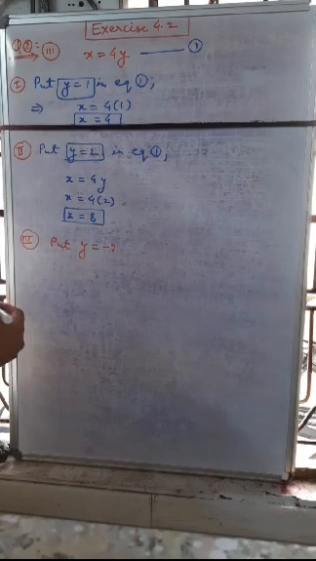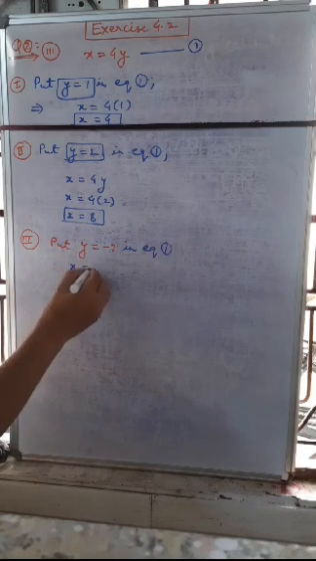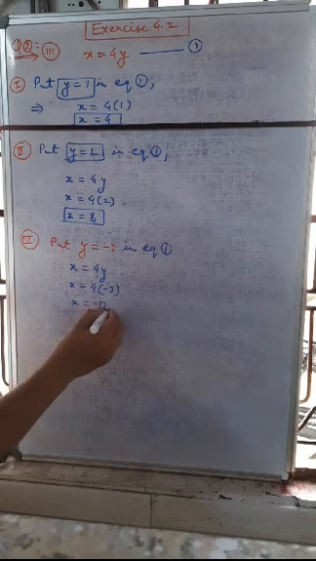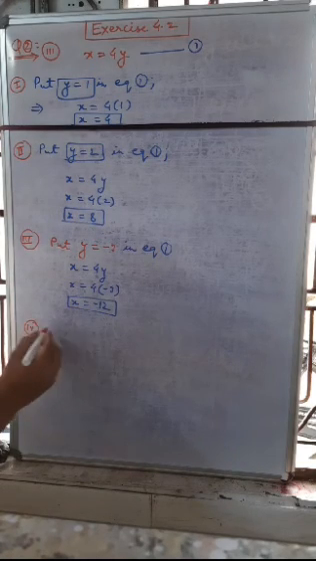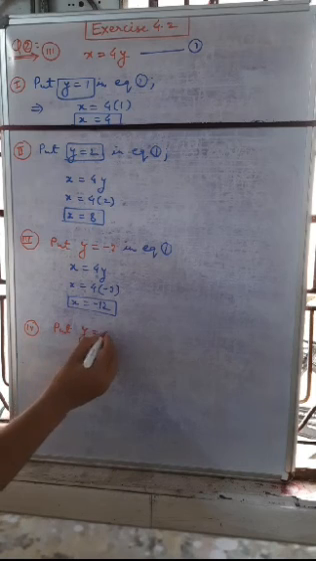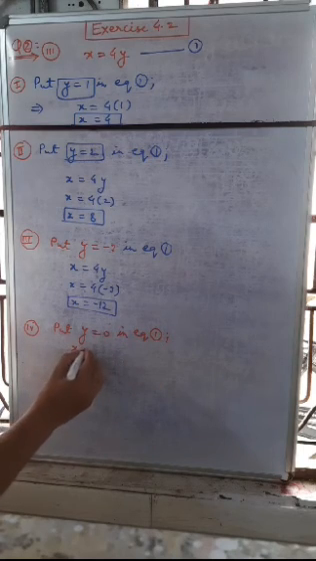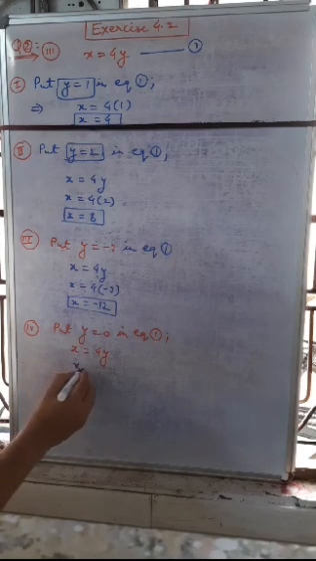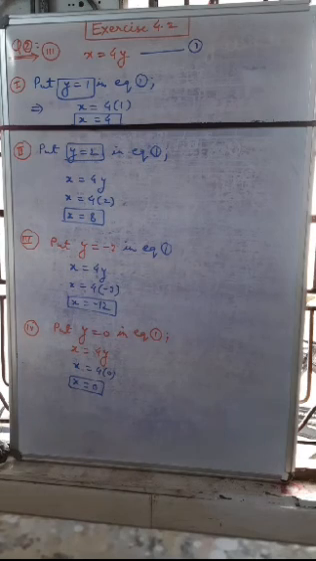Put y is equal to minus 3 in equation 1. So again you have the equation x is equal to 4y, put here 4 into minus 3. So x is equal to minus 12. So it is the third solution. And the last one, the fourth solution, put y is equal to 0 in equation 1. So again we have the equation x is equal to 4y. So x is equal to 4 into 0, which is equal to 0. So that is the last solution, or fourth solution, of this equation.